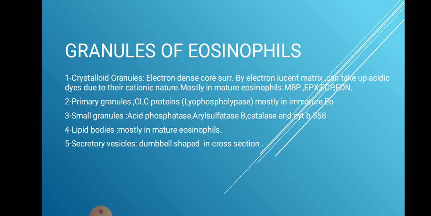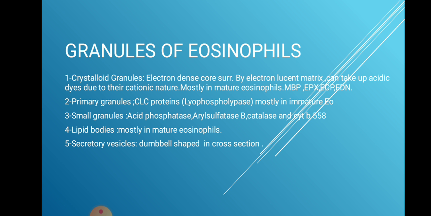The cytoplasm of eosinophil contains various granules. These granules are crystalloid granules, primary granules, small granules, lipid bodies, and secretory vesicles. Crystalloid granules have an electron-dense core surrounded by electron-lucent matrix and can take up acidic dyes due to their cationic nature, mostly present in mature eosinophils. Charcot-Leyden crystal proteins, that is lysophospholipase, are mostly present in immature eosinophils.